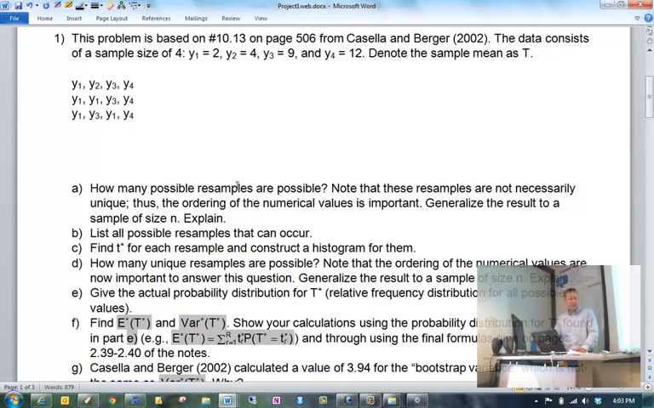are possible? Did I actually say that? You really did. Oh, gosh. I rewrote this a number of times, to be honest. How many possible resamples are there? How about that? That might sound at least a little bit better. So how many possible resamples are there? Note that these resamples are not necessarily unique. So in this particular case, these would be two different resamples. Okay?